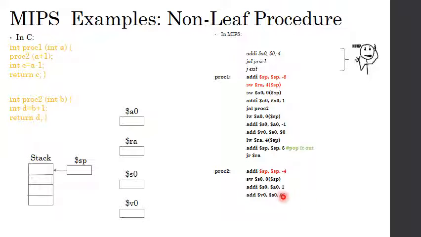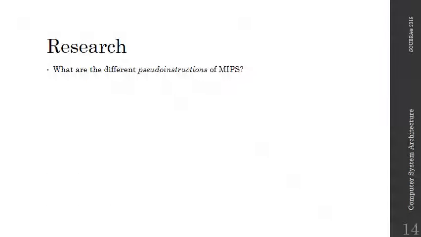So all I have to do is add it to V0, and then load back my original S0, pop the stack, and jump back to procedure 1 using the return address. Fair enough? And that's it. See you soon.